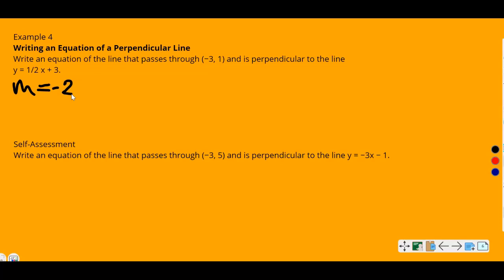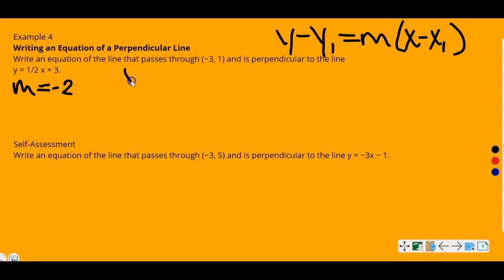All right, now to write the equation. So now we need the equation y minus y1 equals m times x minus x1. All right, so this is an equation that you should become very familiar with. I've said this before, but this is point-slope form. Given a point and a slope, you can write an equation. All right, so we're going to go y minus, this is x, this is y, so our y is 1, equals m, our slope is negative 2, times x minus, our x value is negative 3.